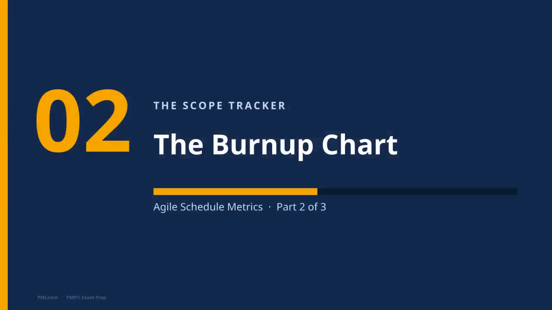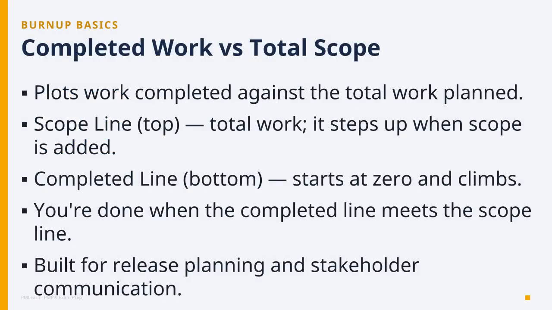Now the Burnup chart. If the Burndown is the trend spotter, the Burnup is the scope tracker, and it fixes the exact blind spot we just saw. The Burnup flips the picture. Instead of counting down, it builds up. Two lines again. Up top, the scope line. That's total work, ideally flat, but it steps up whenever new work is added. Down low, the completed line. Starts at 0, climbs as you finish. And the finish rule is beautifully simple. When the completed line meets the scope line, you're done. This is the chart you bring to releases and to stakeholders.